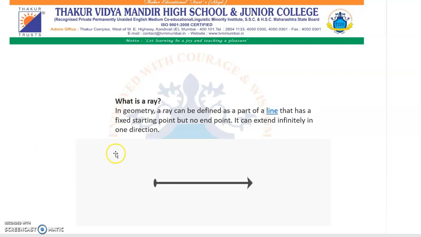What is a ray? In geometry, a ray can be defined as a part of a line that has a fixed starting point but no end point. It can extend infinitely in one direction. You can observe in this figure also, it has a starting point but no end point.